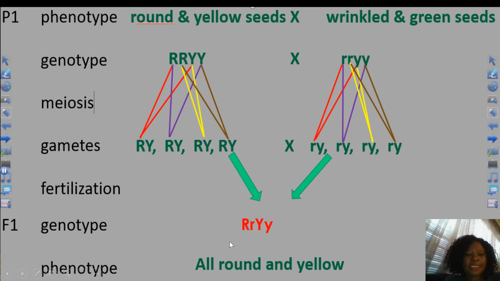When we translate that into the phenotype, or the physical appearance of these plants, all the plants that come out of this cross are round and yellow, meaning that the dominant characteristic is masking the effect of the recessive characteristic. So the small r is masked by the big R, so that the seeds are all round, and the small y is masked by the big Y, so that all the seeds are yellow.